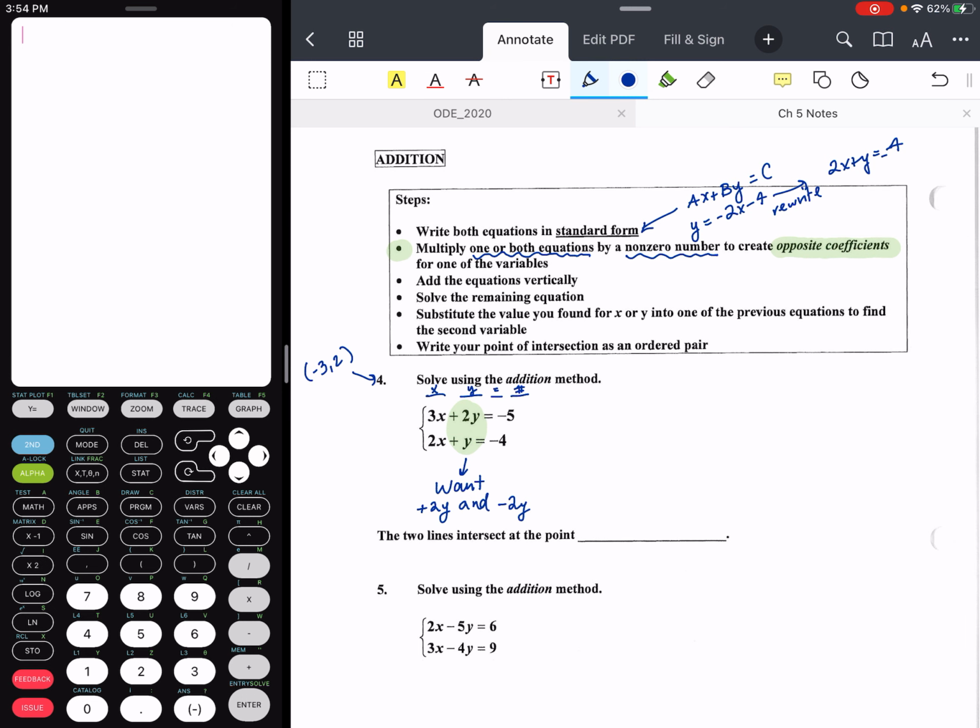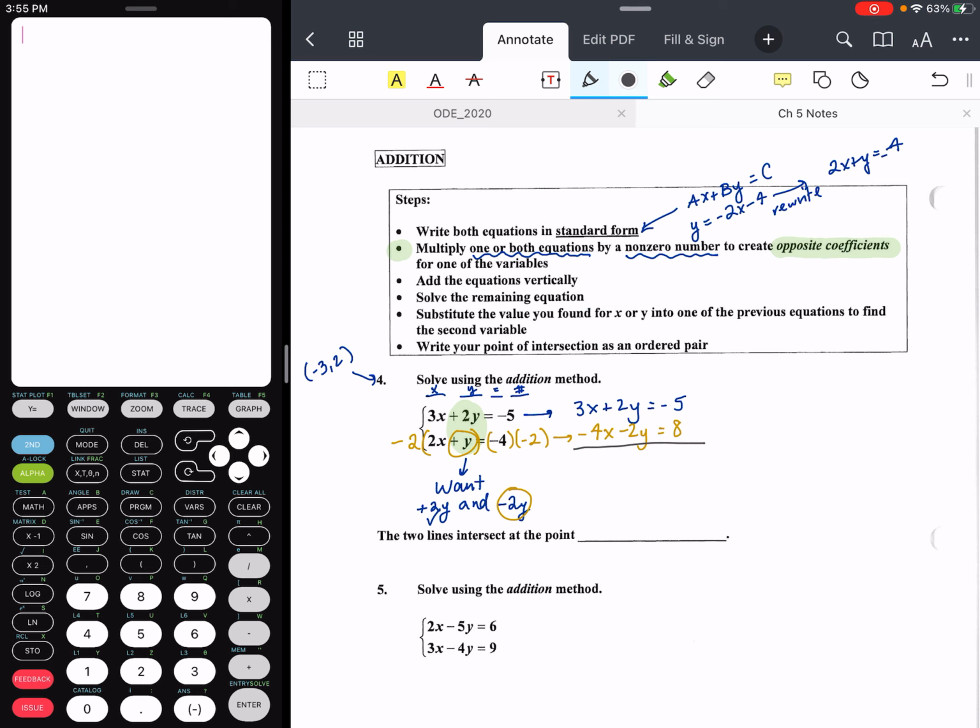All right, so we want to keep that first equation as is. So 3x plus 2y equals -5 because it already has our plus 2y in it. But then I want to take my second equation and I want to get this plus y term to be -2y. So if I multiplied it by -2, that would give me my -2y term. So if I multiply the entire left side of the equation by -2, and then if I match it by multiplying the right side, the constant, also by -2, this gives me -4x minus 2y equals -4 times -2, which is +8.